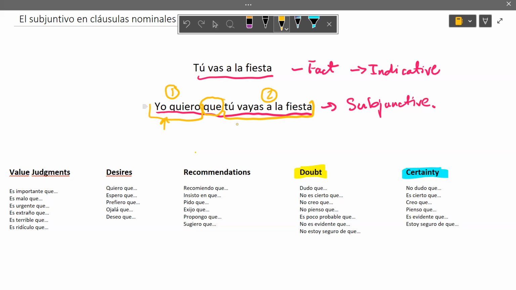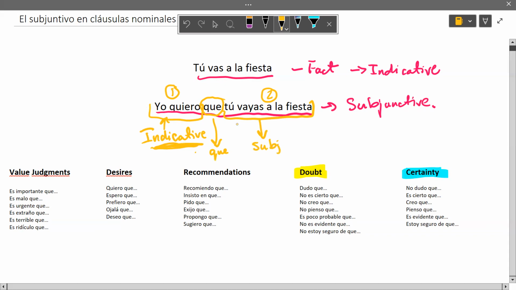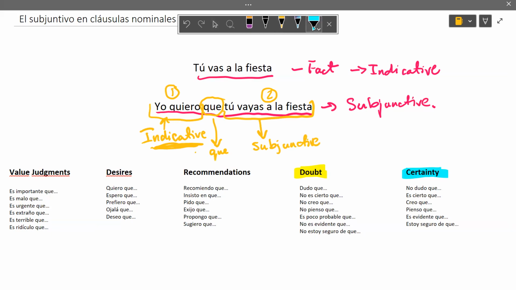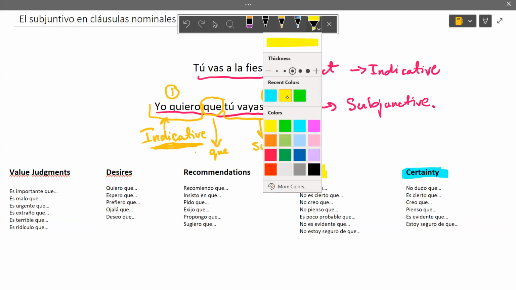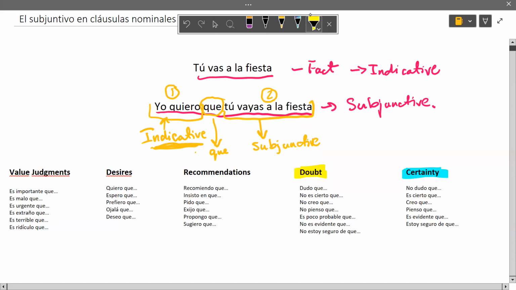So the first clause always goes in the indicative. So that's present, past, future, whatever, right? And then we have a que. And then over here, depending on what the indicative clause says, the subjunctive might be used over on this side, right? So this is important. And the subjunctive has several categories. And if you can remember these categories, you will do well on this.